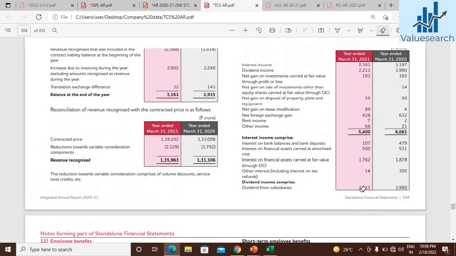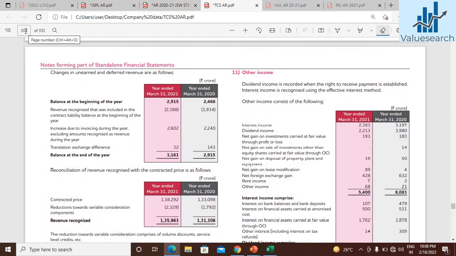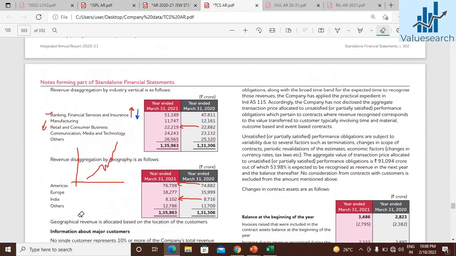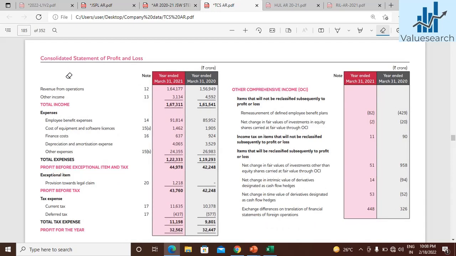So now you have a clear idea how TCS earns, what is their geographical-wise split of revenue, what is their product-wise or business-wise disintegration of revenue. Now let us look at TCS's consolidated performance. This is TCS's consolidated performance. You can see revenue from operations this much, other income this much, total income this much.